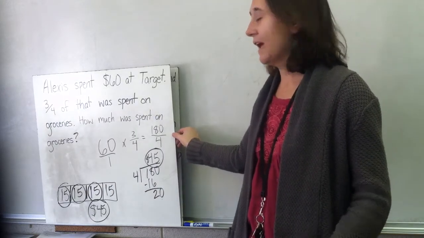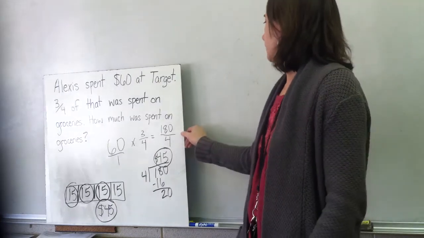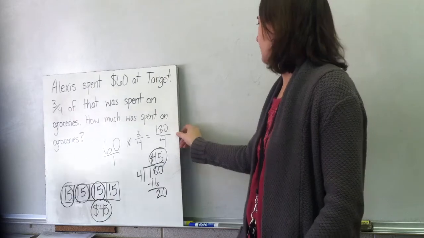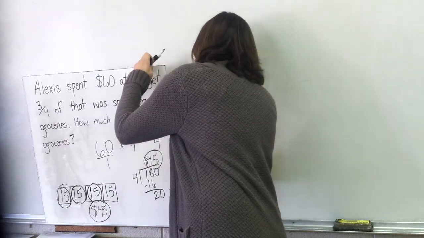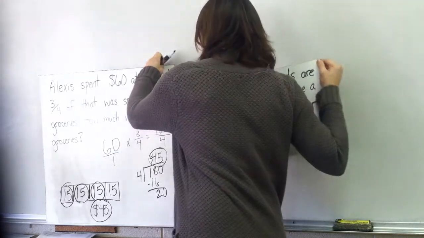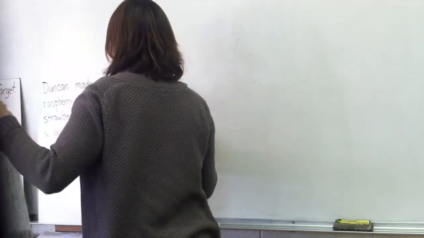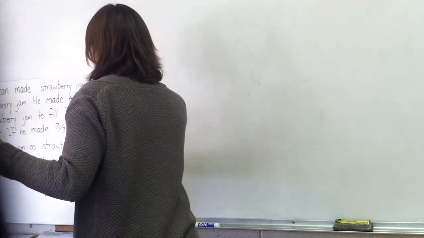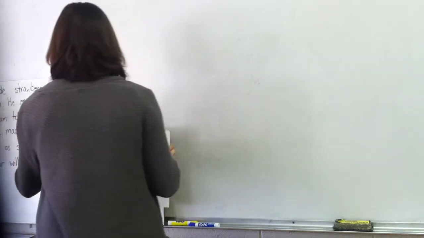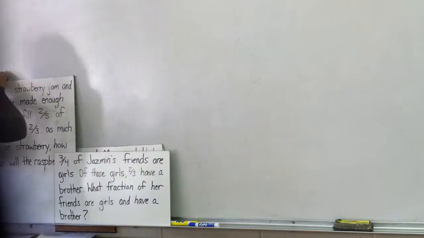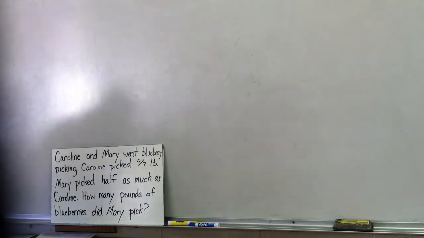So let's do this one together. You saw that one on your paper. Let's do this one together. Is that the one? No, I got out of order. Sorry. Okay, let's do this one about Jasmine. Move this out of the way for a minute.